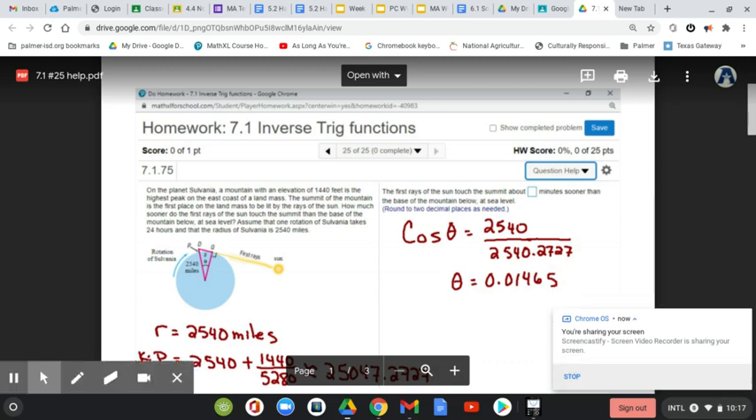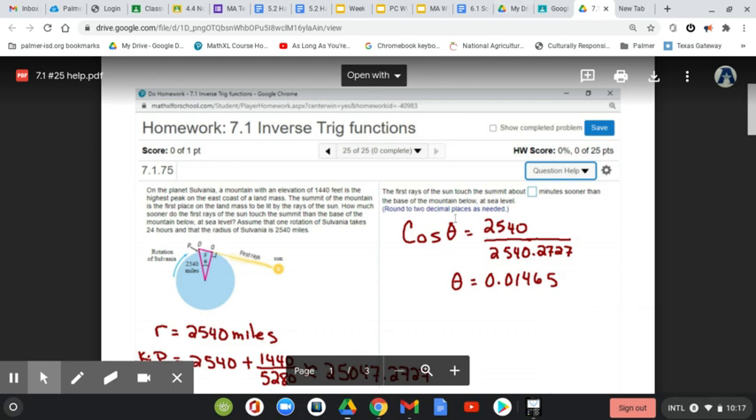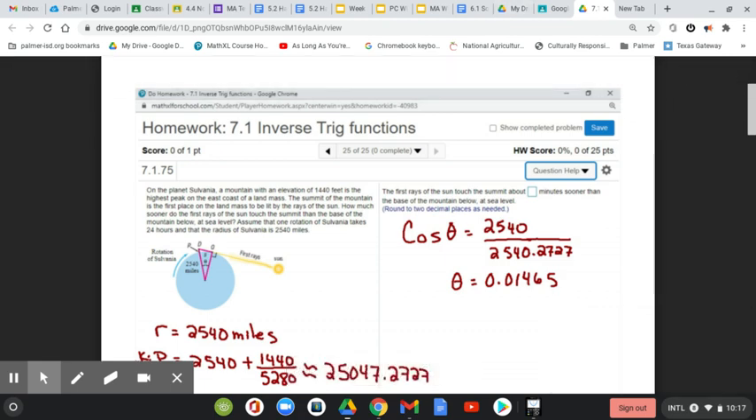All right, so here's a quick video on number 25 of 7.1 inverse trig functions. So you have this planet, Sylvania, and there's a mountain. The mountain has an elevation of 1,440 feet, and it's the highest peak on the east coast of a landmass. And basically, what we want to know is how much sooner does the sunlight reach the peak of the mountain before it reaches the base of the mountain?